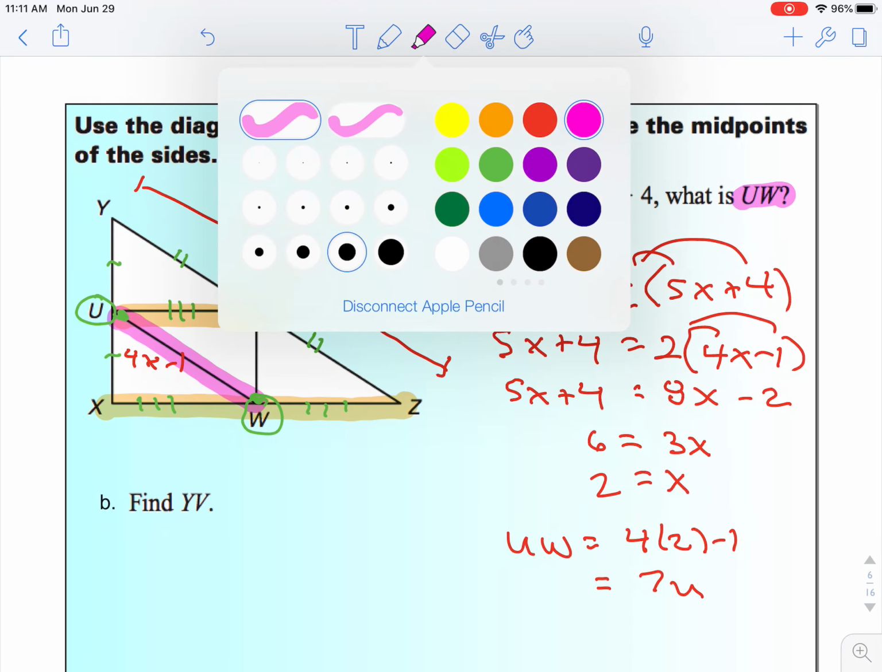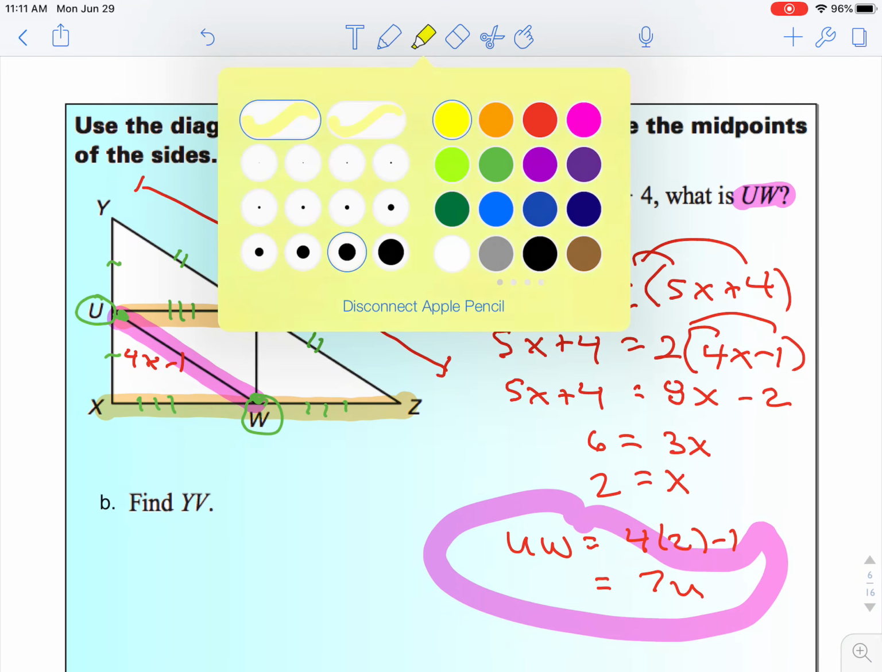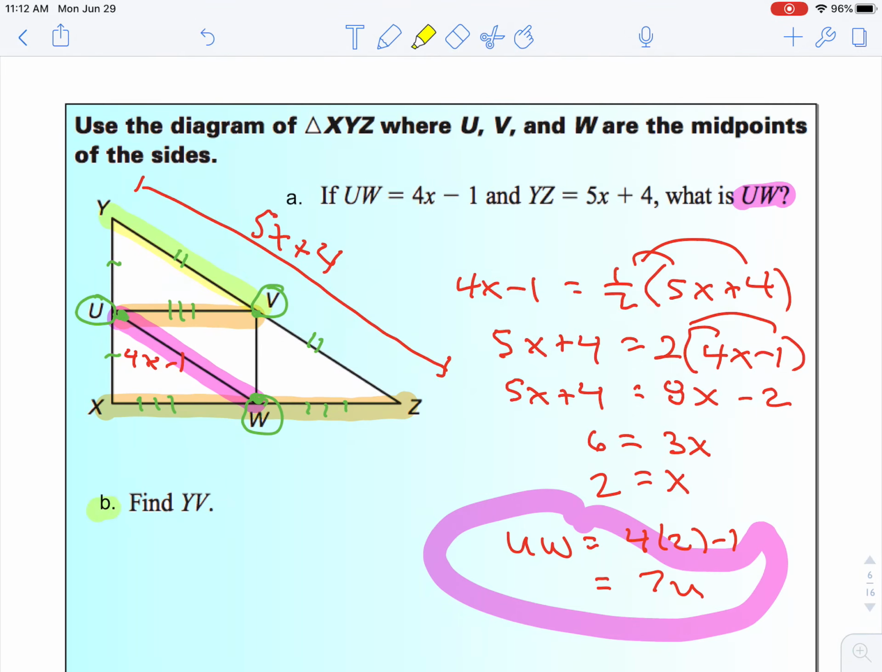I think I'll just circle this instead because it's kind of dark. So there we go. So then what about YV? So now they want us to find YV right here. Well, it is going to be the same because the whole thing is twice that of the midsegment. So it would be exactly the same, 7 units. Or I suppose I could put it in there. I could take 5 times 7 plus 4 and then cut it in half, but it's really not necessary.